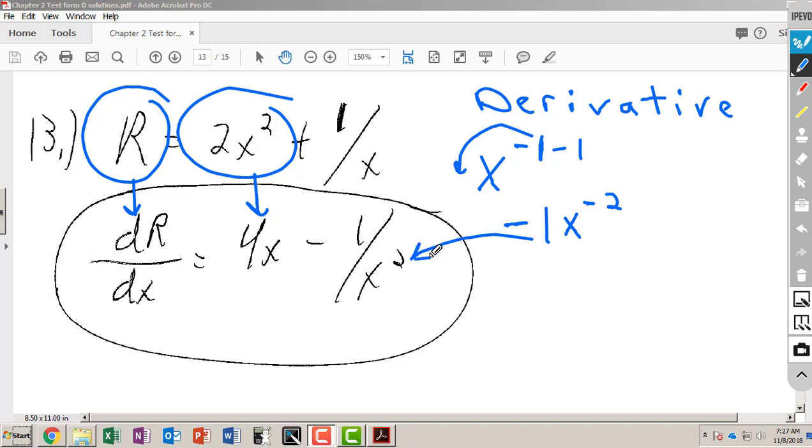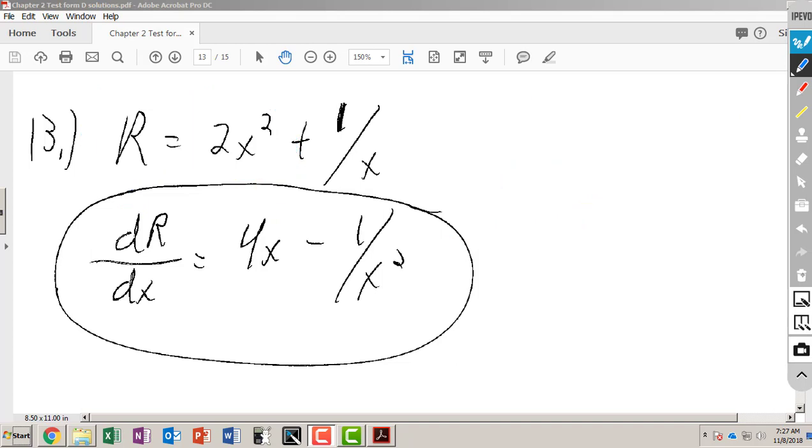So on this problem right here, the key is you just have to remember that instantaneous rate of change is just your first derivative. And then you just go ahead and differentiate it, and you get the answer of dr over dx equals 4x minus 1 over x squared.